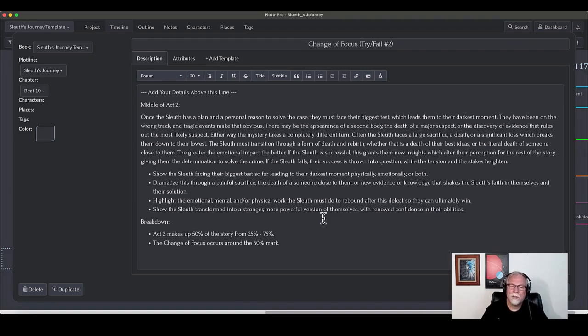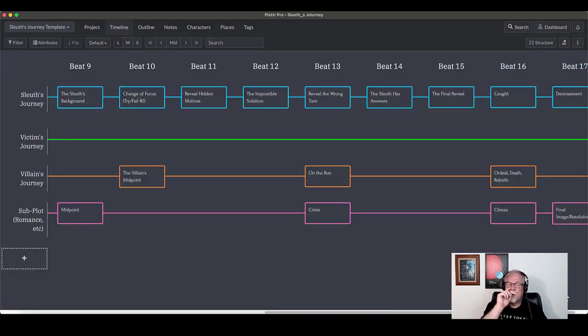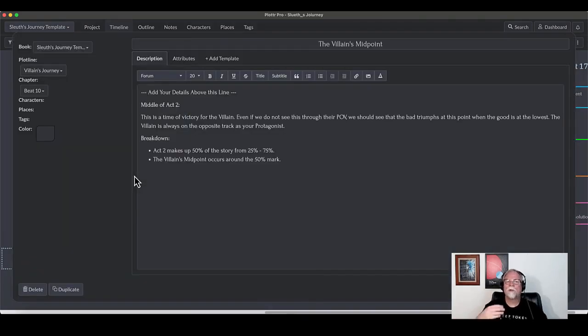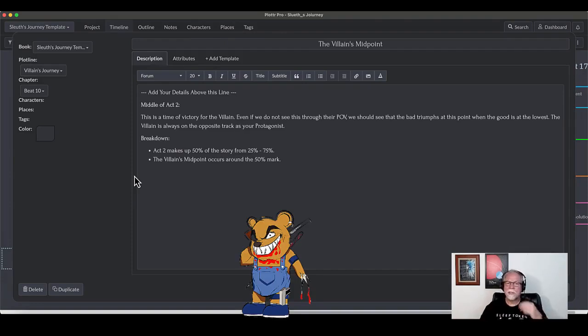cause them to pause. Okay. Now the sleuth is transformed into a stronger, more powerful version because they have renewed confidence in their abilities, not by the end of this beat, but as we move through the next couple of beats. Okay. This is also the villain's midpoint. Because this is our protagonist's dark moment, this is almost a climax for the villain. They are excited.